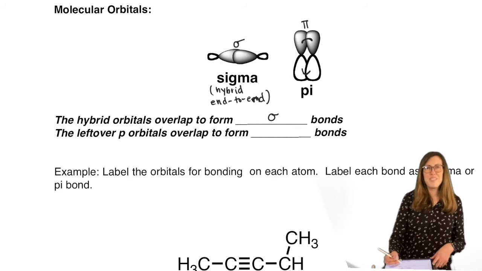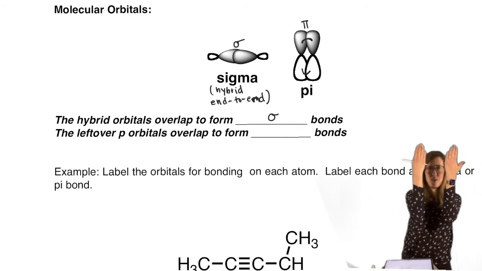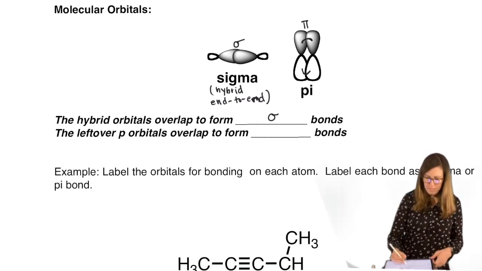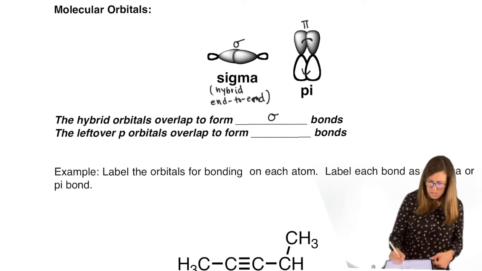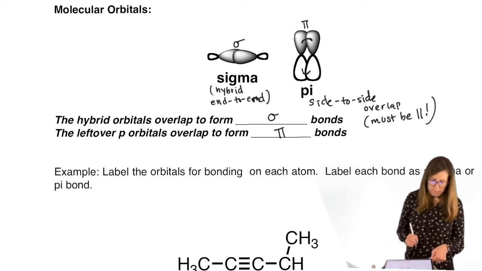Do that with your arms. They have to be parallel. They do that, which means if they're parallel, they have to also be in the same plane. So leftover p orbitals overlap to form pi bonds. I'm going to write that little note here. Must be parallel! Exclamation point. Okay.